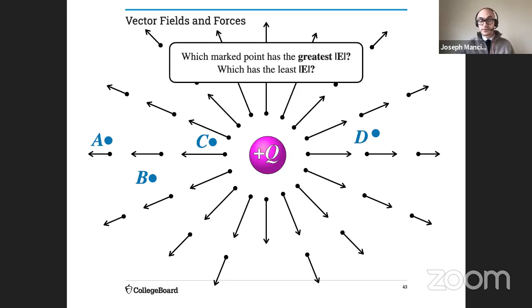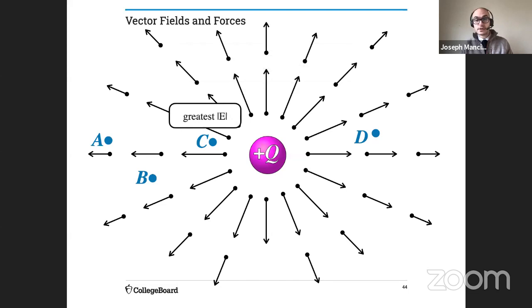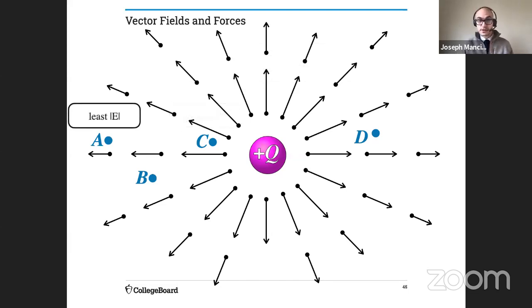So notice at greater distances, the arrows are shorter. So at which marked point does the electric field have the greatest magnitude? And at which point does it have the least magnitude? Well, electric field was kq over r squared. So r is in the denominator of this one. If r is in the denominator, then small distances from the charge have the greatest electric field magnitude, and large distances from the charge have the least electric field magnitude.